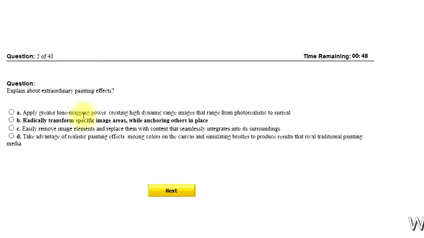Next, question number 2, explain about extraordinary painting effects. They apply greater tone mapping of power, creating high dynamic range images that range from photorealistic to surreal. Vertically transforms extraordinary painting effect. Specific image area as well. Others in place. Easily remove image element and replace them with contents. And there are realistic painting effects. Mixing colors to canvases, blending bristles to produce results that rival traditional painting media. I think D is the right answer.